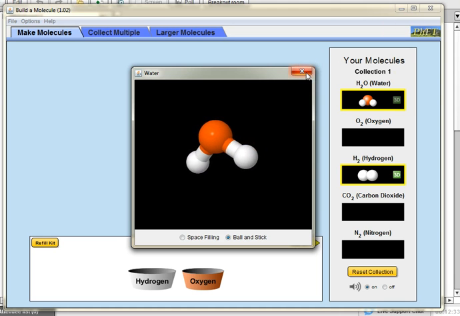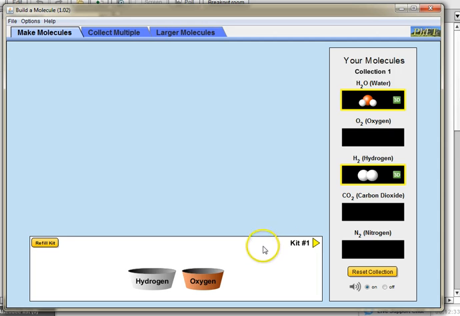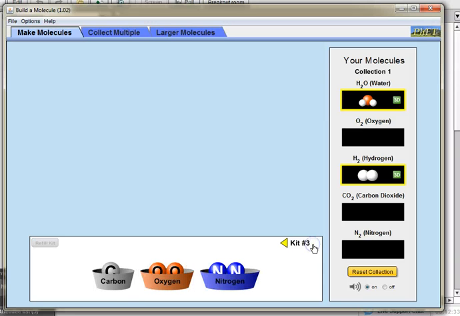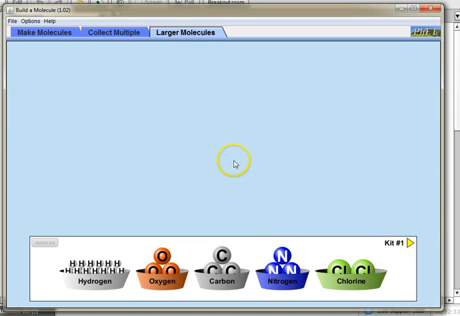Okay, so let's close that. We can go to different kits. Okay, so we can take kit 2. We can make different molecules using these kits. You can click on larger molecules and you can make larger molecules also. So let's make a simple molecule, a simple hydrocarbon, methane.